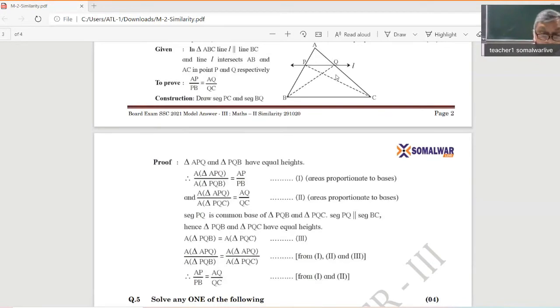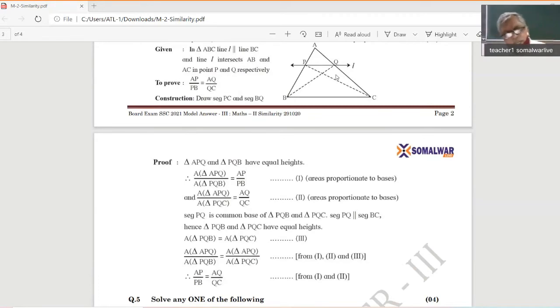Now let us think about the numerator of both the equations on the left hand side. Both are APQ, APQ. The numerators are the same. Let us think about the denominator. PQB: let us look at triangle PQB and triangle PQC.